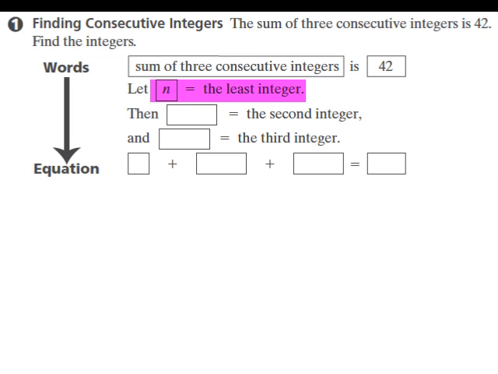We're going to let n equal the least integer. Then n plus 1 will be the second integer, and n plus 2 the third integer. So we have n plus n plus 1 plus n plus 2 equals 42. Now, we don't have any distributive property to do in this problem, but we can combine like terms. We have n plus n plus n.